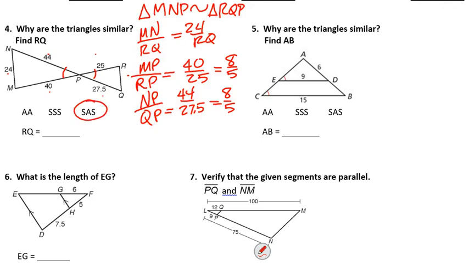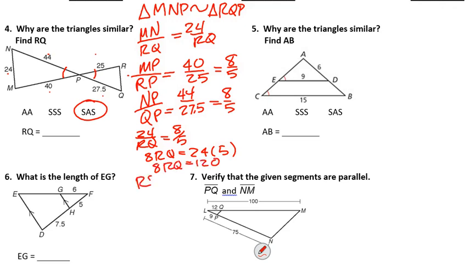Then when we're trying to find RQ, we're just going to set a ratio equal to the 24 over RQ. So I'm going to do 24 over RQ is equal to 8 over 5. I'm going to cross multiply. That's 8 RQ is equal to 24 times 5. 24 times 5 is 120, so 8 RQ equals 120. So RQ equals 15.